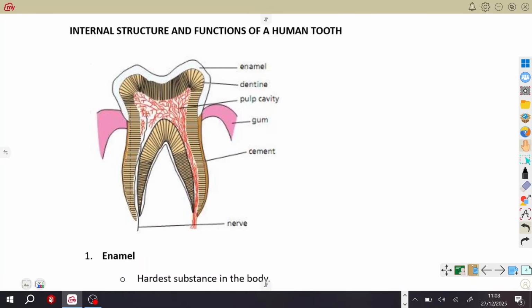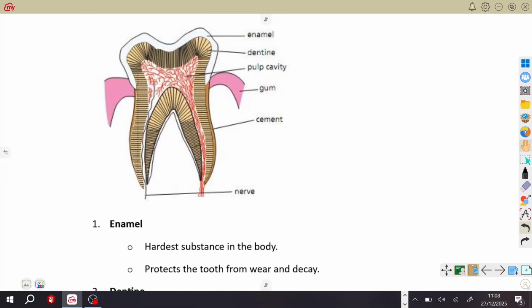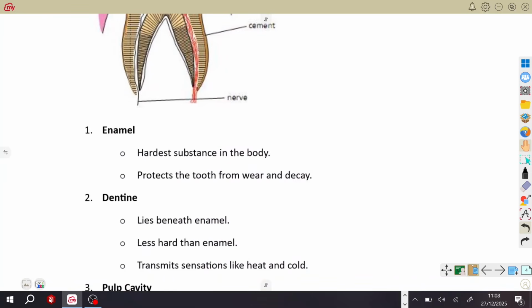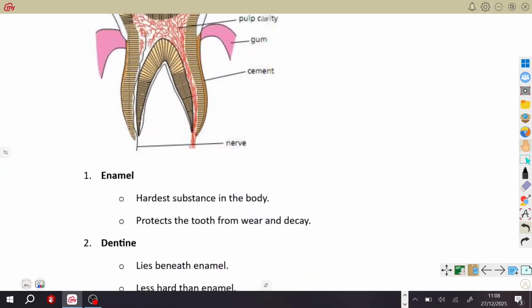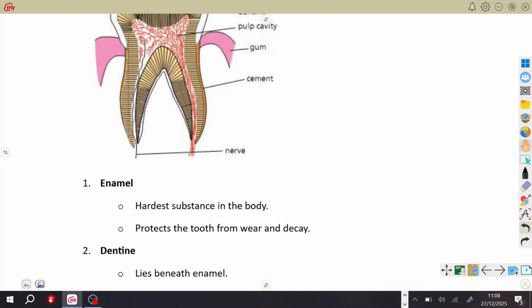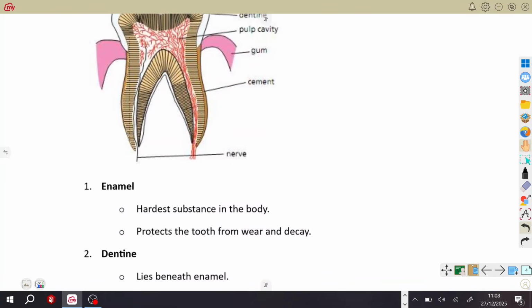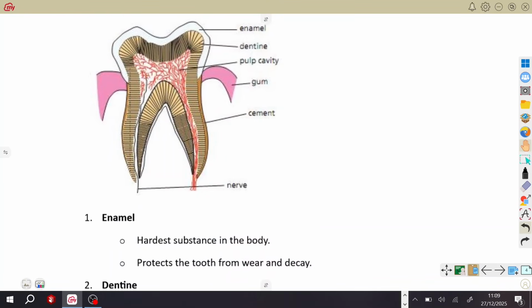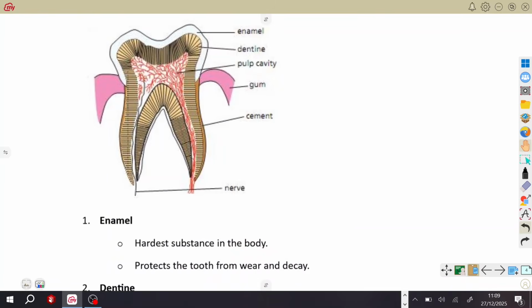Okay, so now we'll talk about these in terms of their function, like the enamel, what is its function, the dentin, pulp cavity, gum, cement, and so forth. So we go to the enamel. What is the function of the enamel here? What is the function of this enamel that we can see here? The enamel, which is the outside part of the teeth.